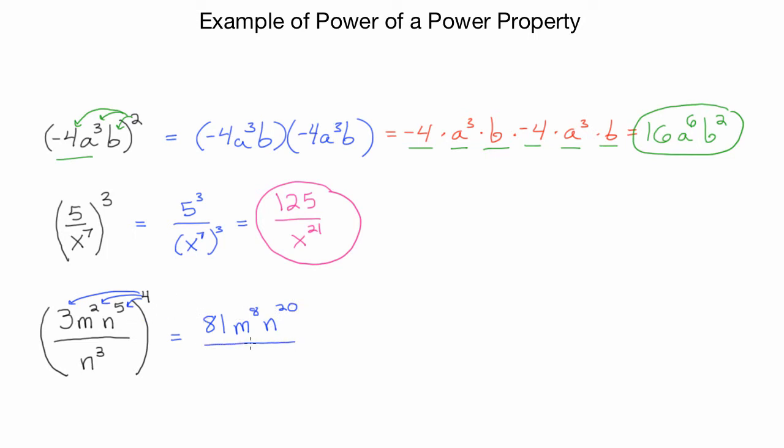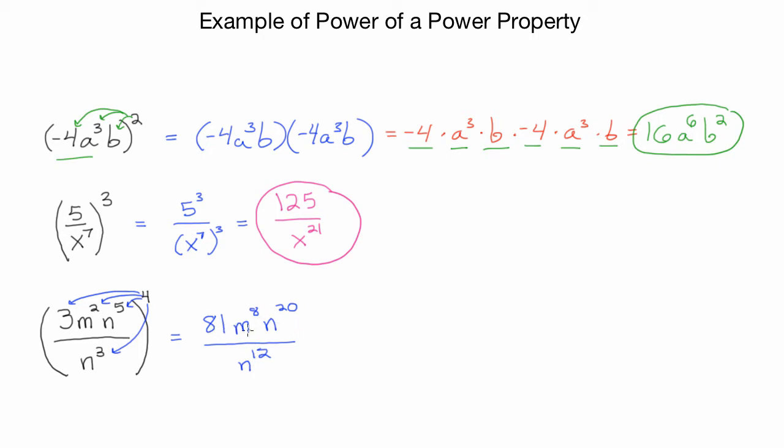And on the bottom, n to the 3rd, all to the 4th becomes n to the 12th. That's one way you could approach this problem. I still have some stuff to do to simplify. Another way to approach this is simplify inside first. But let's go back and finish this problem off, because we did not simplify things down, right?